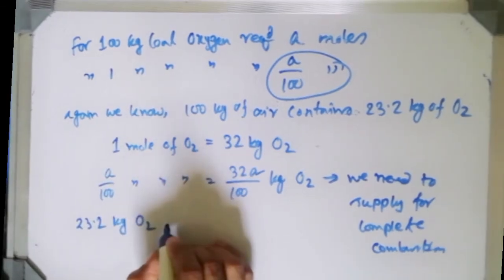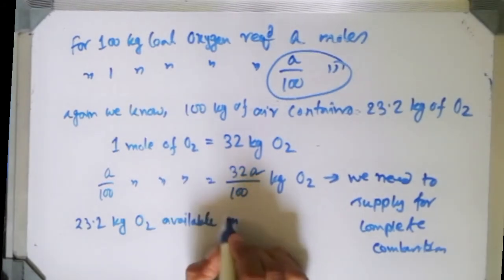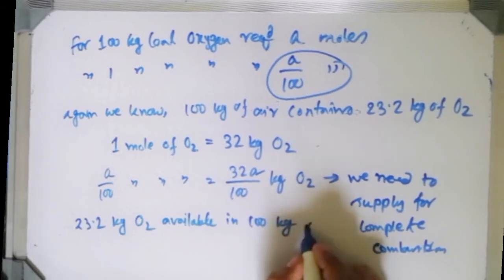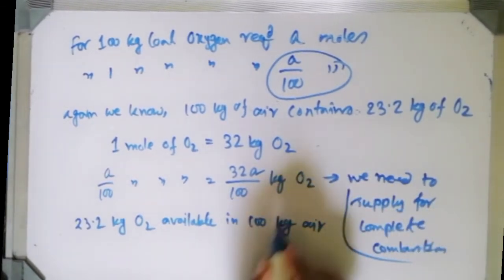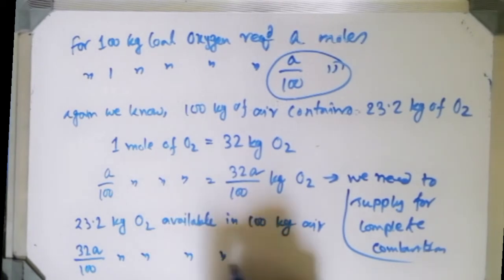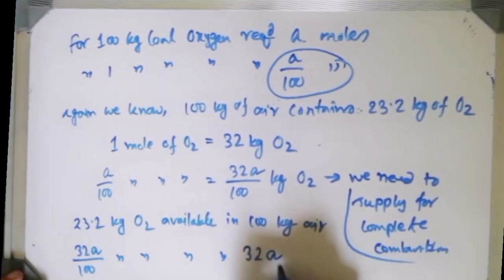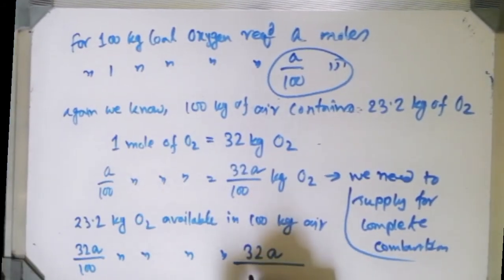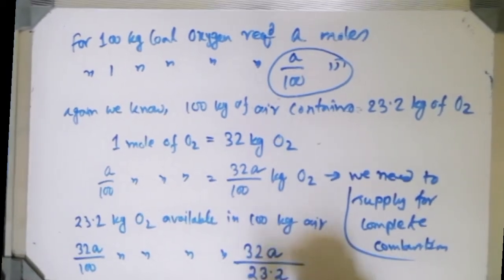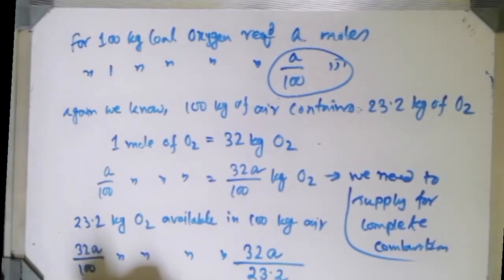So this amount of 32A by 100 kg of oxygen available in, just do a simple cancellation process, it will give you 32A by 23.2. You just do the simple calculation, it will give you this. 100 will be getting cancelled, this 100 will be in numerator, this 100 will be in denominator, so they will be cancelled, nothing else. Okay, so this amount in kg of air, this amount of air we need to supply.